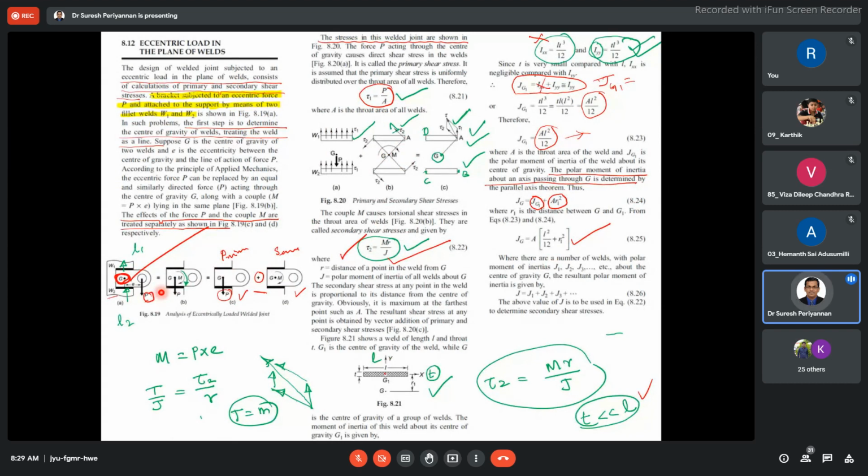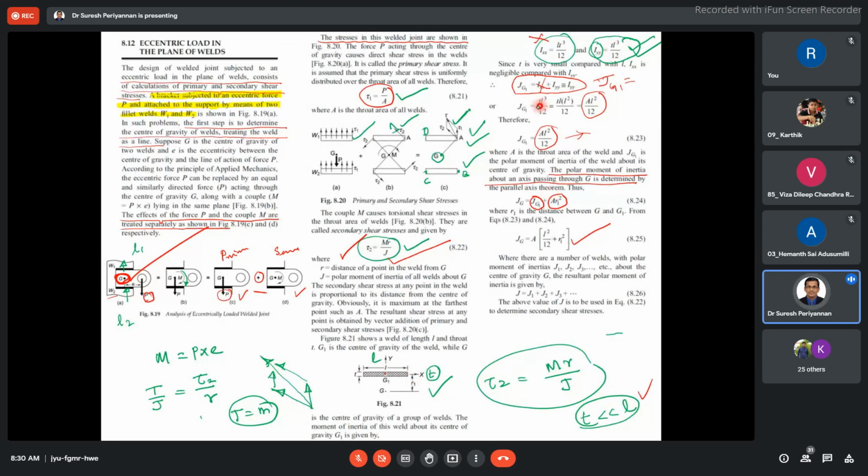For our discussion, we have to find first the common moment of inertia, then the moment of inertia with respect to each weld. For weld 1, I'm considering any one of the welds, top or bottom. IXX is equal to L T cubed divided by 12. Since T is very small compared to the length of the weld, this is eliminated. But for IYY, it is T L cubed divided by 12. Only this I'm considering.